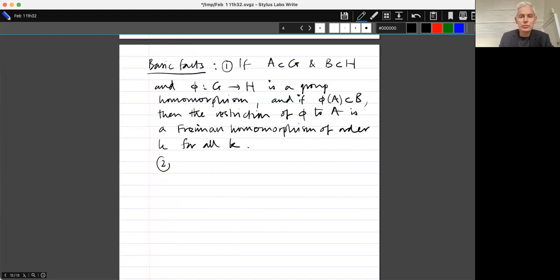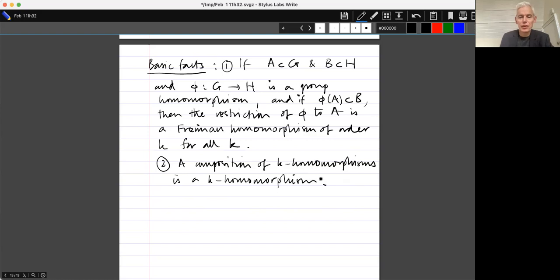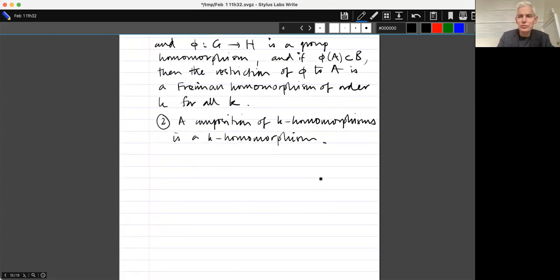Basic fact number 2, a composition. I won't even write this formally, but a composition of k homomorphisms is a k homomorphism. Any other basic facts? Some may occur to me, in which case I might continue my list of basic facts. That again is a very simple exercise. I'm not going to prove it here.